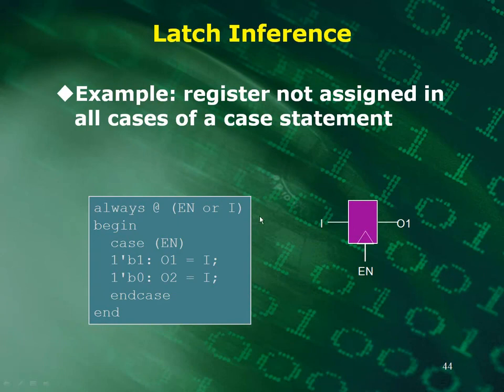So here's another example where the register is not assigned in all cases of a case statement. Here we've said for enable equal 1, output 1 equals I, and for enable equals 0, output 2 equals I. Well, these are two different outputs that we're doing here. So output 1 is not defined for this case, and output 2 is not defined for this case. So when you run it through your synthesis tool and you see warnings that say you've inferred latches, go back and look real carefully at your code.